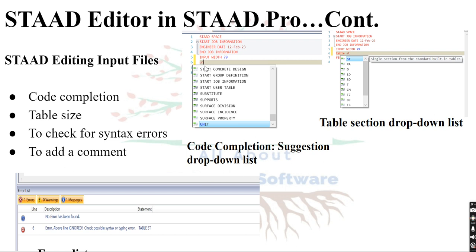If we type UN for units, while typing, a drop-down list will show, and I can select directly from the drop-down list.